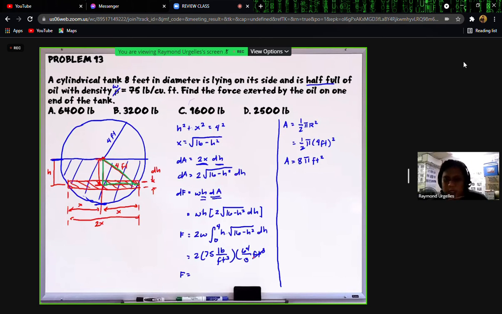Okay, so this is 64 over 3. So again, this will be in cubic feet, no? So kaya magka-cancel to. Okay. Then we have 2 times 75, so times 64 over 3. Okay? So we have 3,200. So this will be in pounds. Okay? Okay ba? So any questions para dito? So we have letter B. Okay?